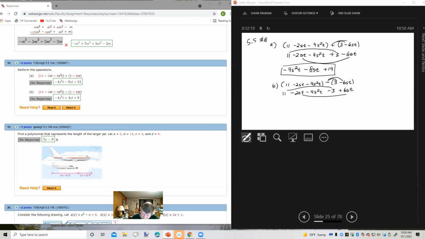My leading term, s squared, I'm going to have negative 4s squared t. And then minus 2st plus 6st would be plus 4st. And 11 minus 3 would be plus 8. So there's the answer to part B.